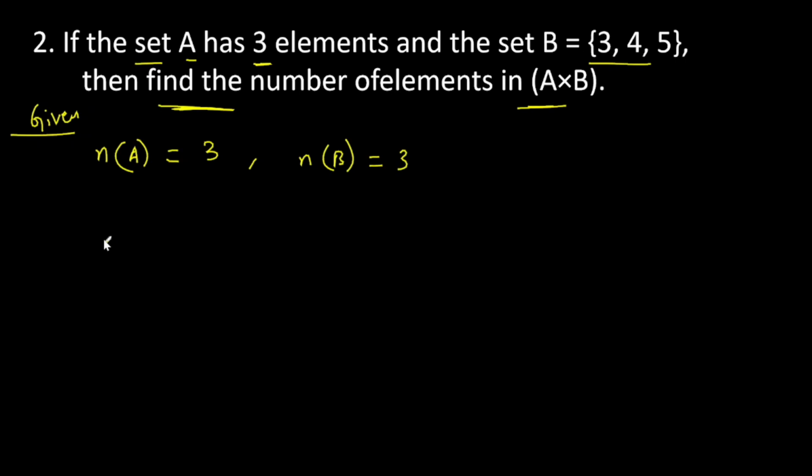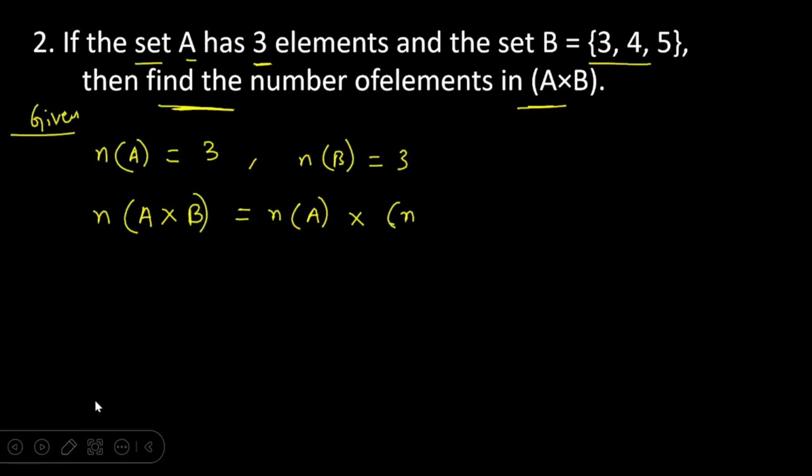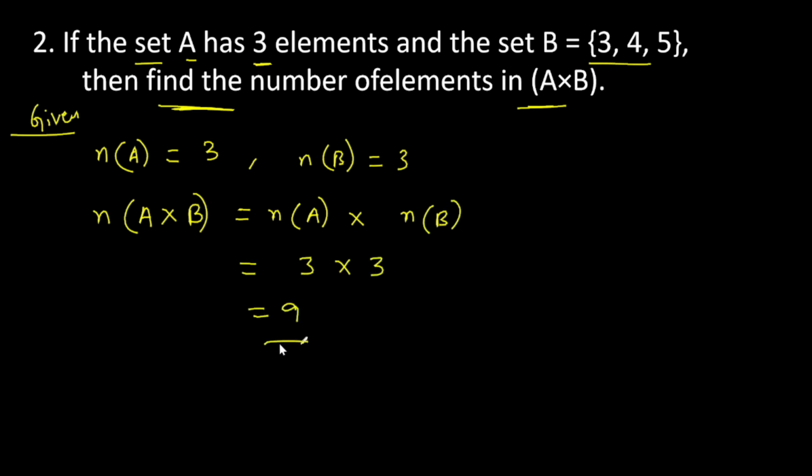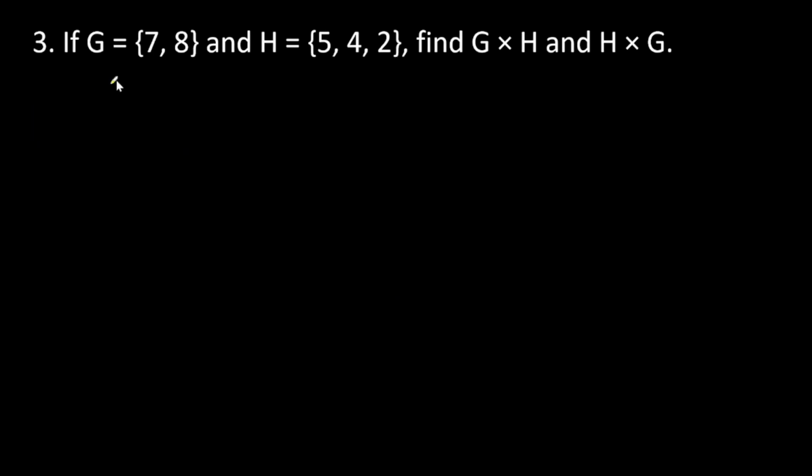Clear? Now, in the previous class we discussed that to find the number of elements in the product of any two sets, we can write n(A × B) = n(A) into n(B). So n(A) is 3, and n(B) is 3. So 9. That means the number of elements in A cross B is 9. Got it?